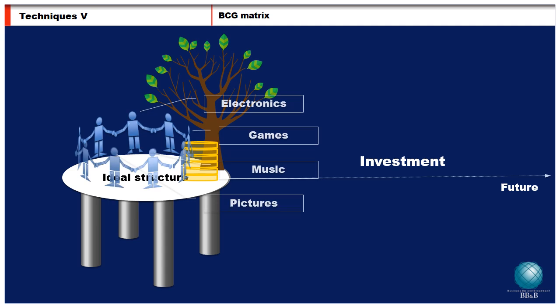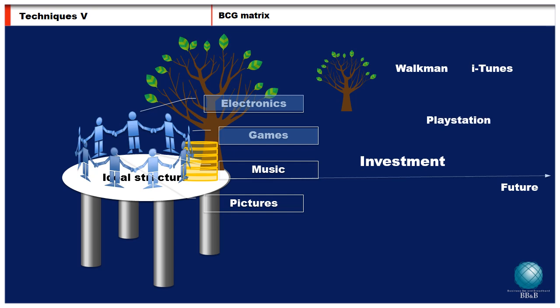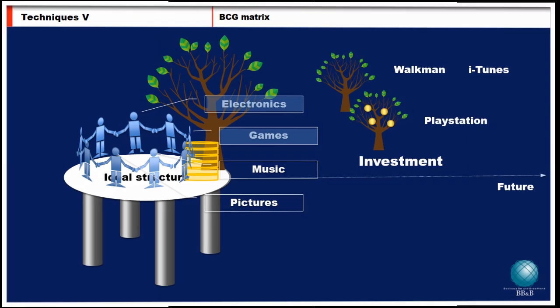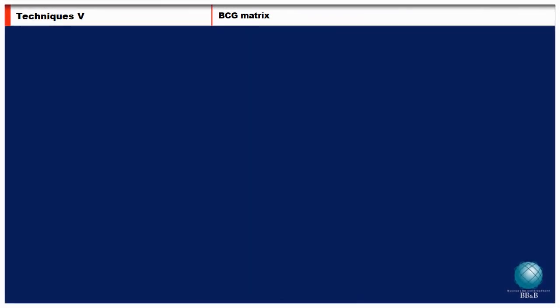In Sony's case, the traditional electronics unit has been supporting other businesses. At this stage, the electronics unit tends to face declining profits. As an example, you can see its one-time super performer, Walkman, has been replaced by Apple's iTunes. On the other hand, Sony's PlayStation already has attained a money tree position.